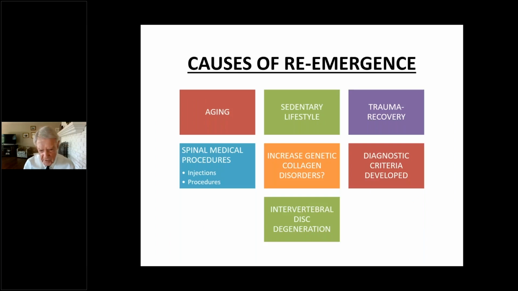Now, why has it re-emerged? And I've listed here 7 different reasons why I've come to the conclusion that adhesive arachnoiditis is re-emerging. Some of these are a little sad, but I do think they're pretty factual. And above all, identifying the causes of re-emergence allows us to also start thinking in terms of how we're going to prevent this problem. And I'm going to say more about that in a few minutes.